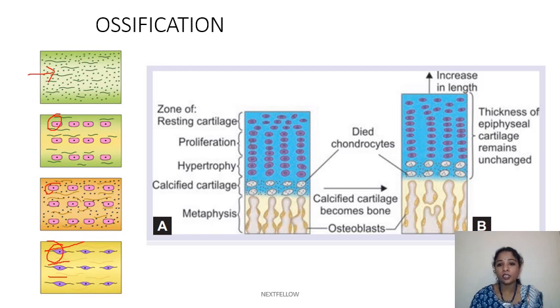Endochondral ossification involves osteogenesis which makes a precursor model of cartilage. So first the cartilaginous model is laid down. Later this cartilaginous model, the cartilage, is replaced by bone, that is endochondral.